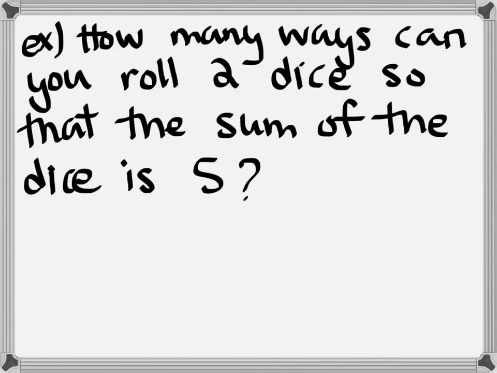Here's another typical problem. How many ways can you roll 2 dice so that the sum of the dice is 5? Now, before you sit there and try to count these up, it's important to realize that you have 2 different dice. So I could roll, for instance, a 1 and a 4, where 1 is on the first dice and 4 is on the second dice, but is that different than rolling a 4 on the first dice and 1 on the second dice? The answer to that is yes. And so what we're going to do is draw a diagram.